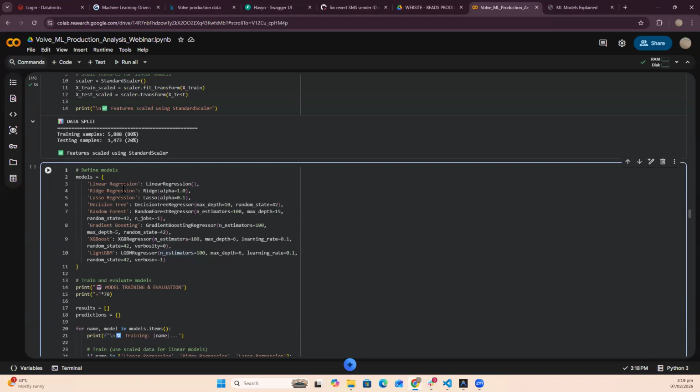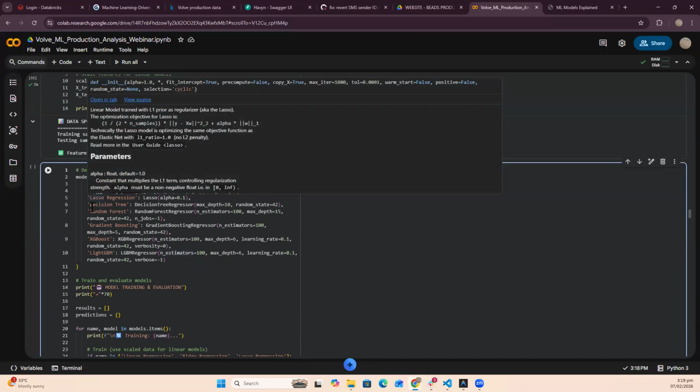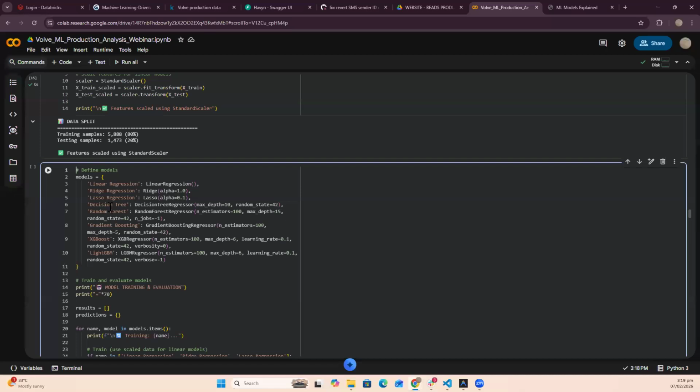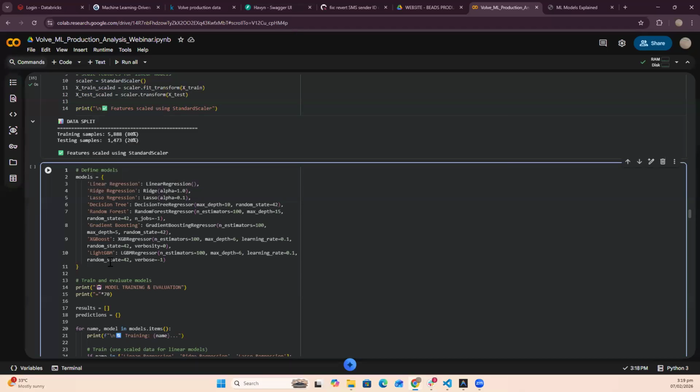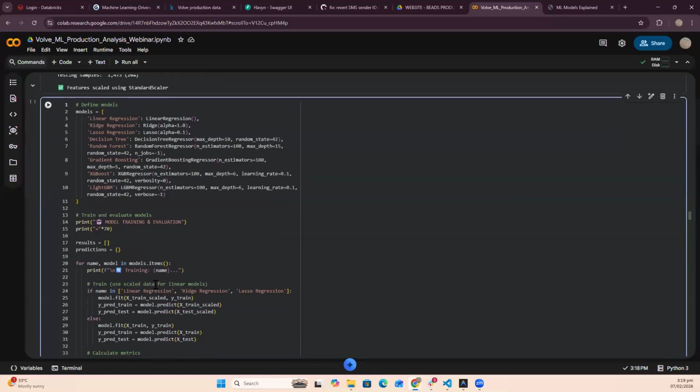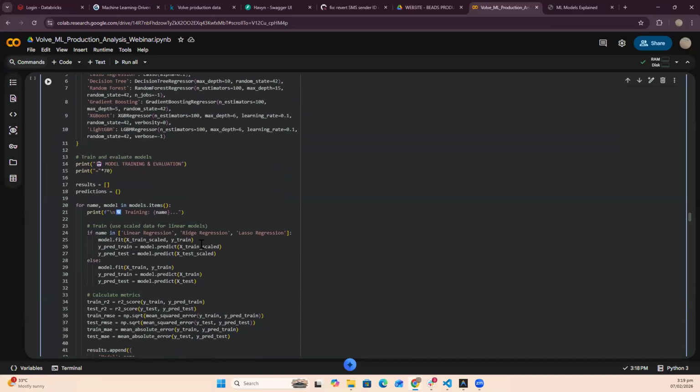So basically, this is what we are doing here. We are taking our linear regression model, our ridge regression model, our lasso regression model, our decision tree model, random forest, gradient boosting, XGBoost, LightGBM. I know we all know much about all these models and how they work. So we are selecting all these models and training them.